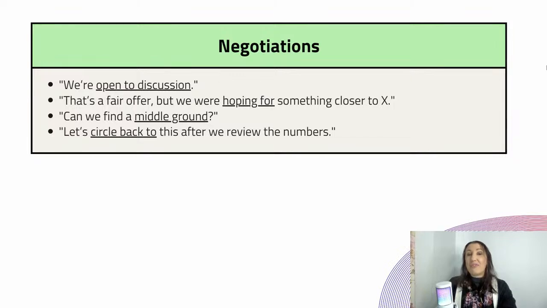The same for negotiations, you need to know certain phrases like, can we find a middle ground? Let's circle back to this after we review the figures and numbers. We are open to discussion.